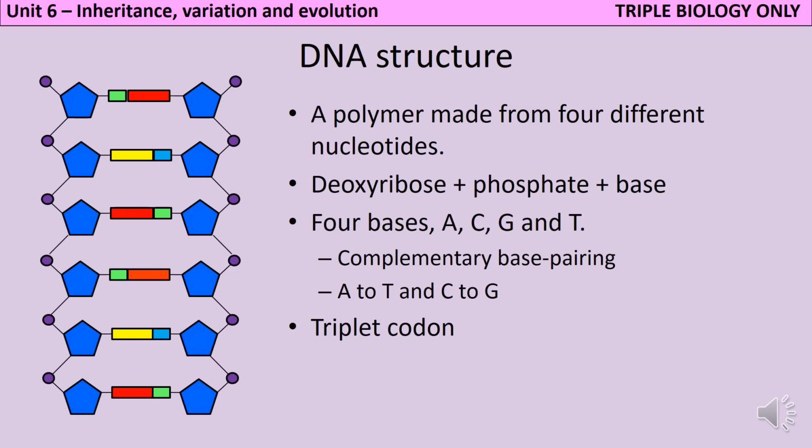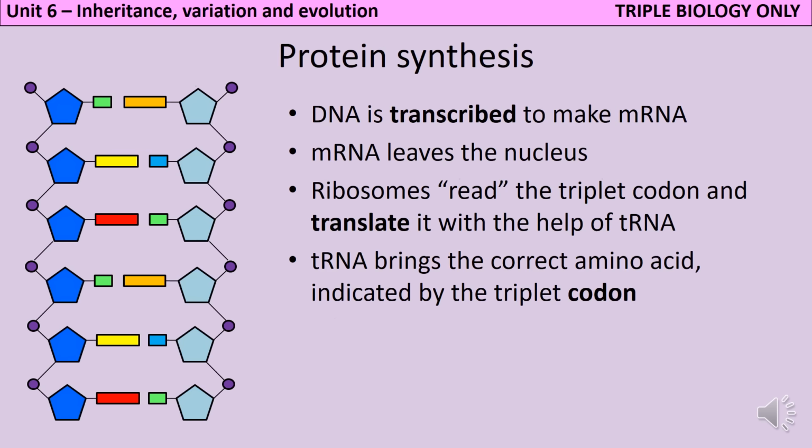The DNA bases are read in groups of 3, and these are called triplet codons, so each section of 3 bases gives you the code for one particular amino acid. Proteins are synthesised using DNA as a recipe, which tells the cell what order the amino acids should be put in. There are 2 steps, transcription and translation.